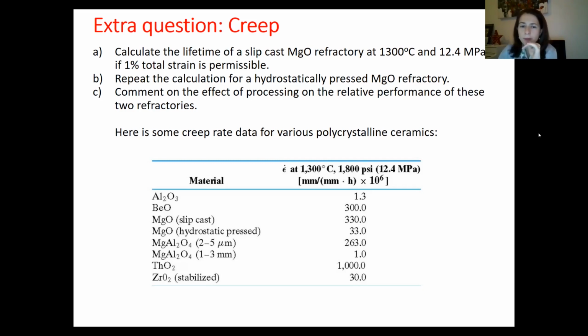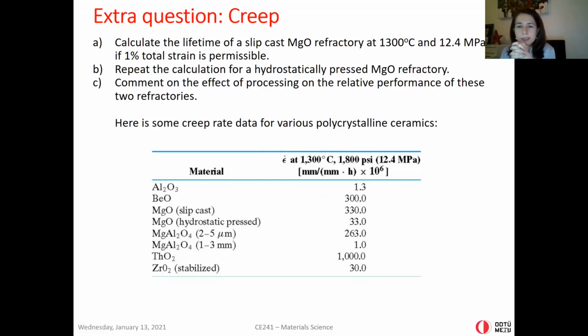On the table, we have the creep rate data for polycrystalline ceramics. Here we have MgO slip cast and MgO hydrostatically pressed. The MgO slip cast has a creep rate of 330 as our strain rate. Of course, these are times 10 to the power minus 6 per hour, and the hydrostatically pressed one has 33 times 10 to the power minus 6 per hour.